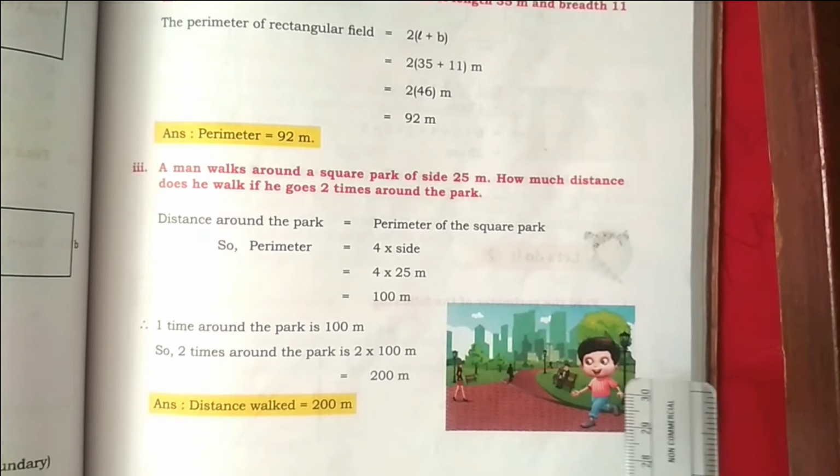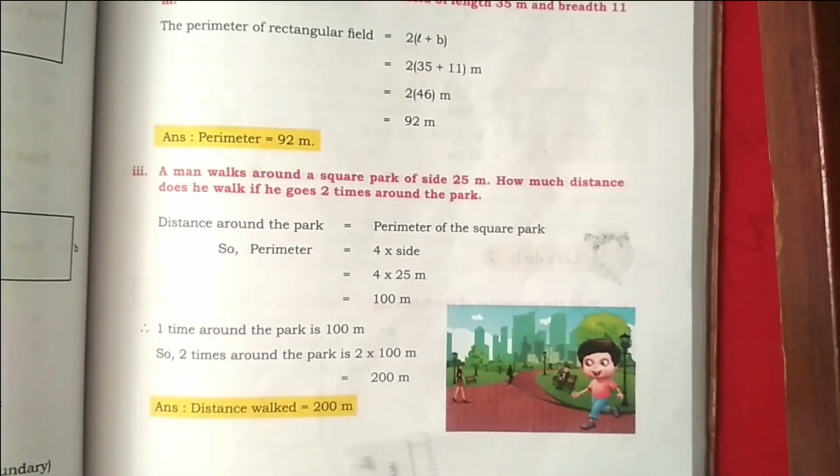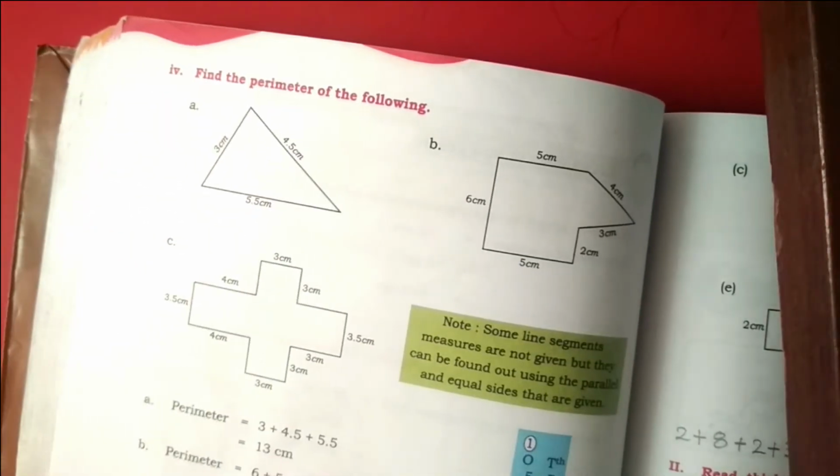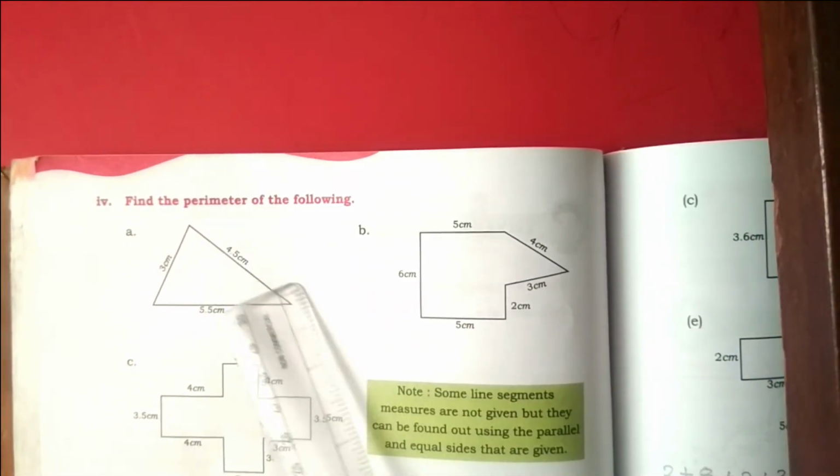So the man covered the distance, or walked the distance, is how much? 200 meters. Okay. Now we shall see one more example here. Find the perimeter of the following.